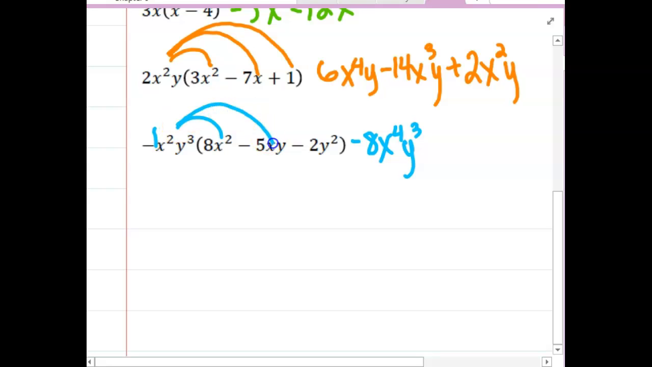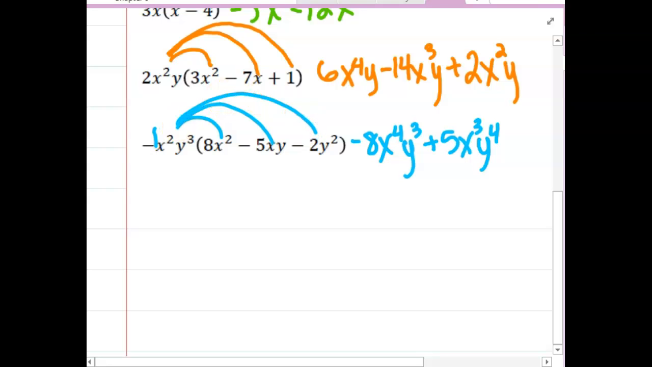Then we're going to distribute here. Do your numbers. Negative 1 times a negative 5 will give you a positive 5. X squared times this x, x squared and another x, will give you x cubed. Now we have y cubed and a y. Y cubed and a y would give you a y to the 4th.